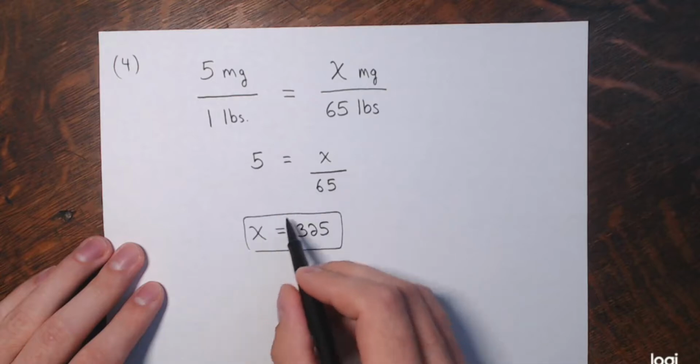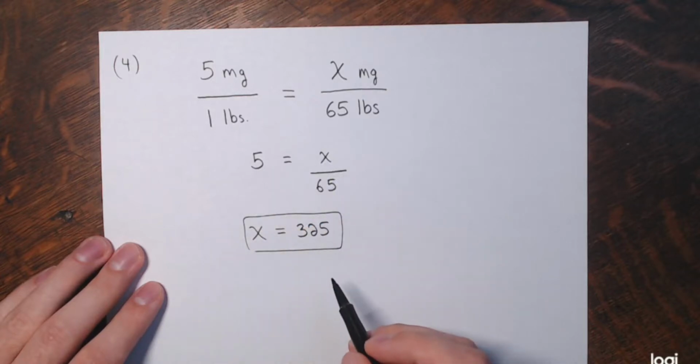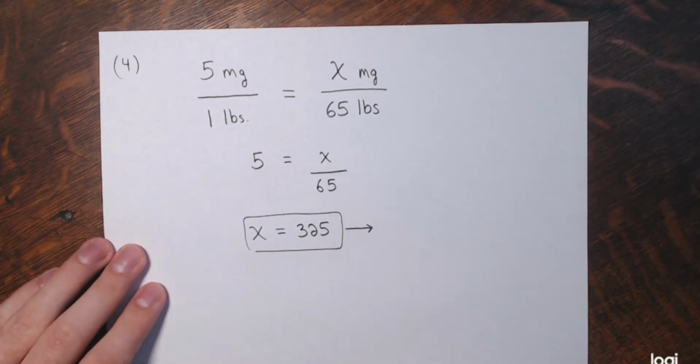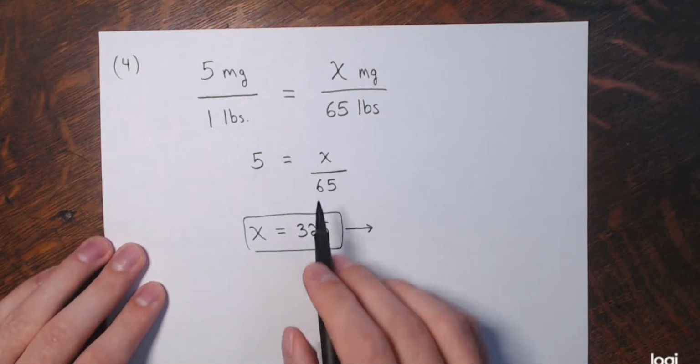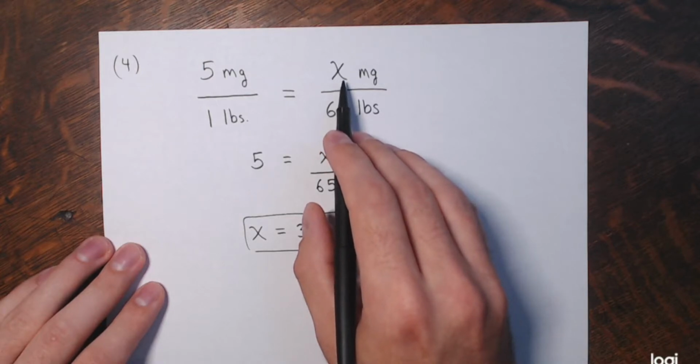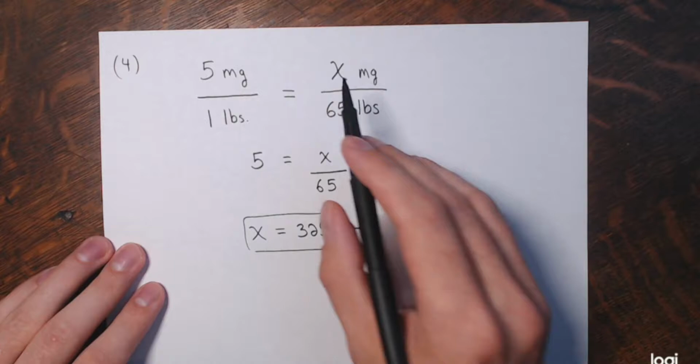There's the solution of the proportion. Again, make it make sense for the problem. Remember what this represents. It represents the number of milligrams of this antibacterial medicine that was prescribed to Sunny.